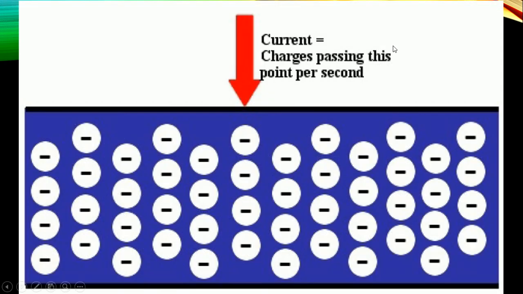For an analogy, for example, this is a pipe and there is water. The analogy for electrons is water. So current is equal to the charges passing this point per second. That's the meaning of current.